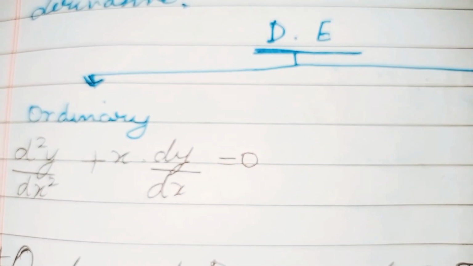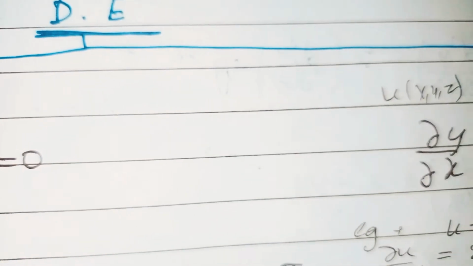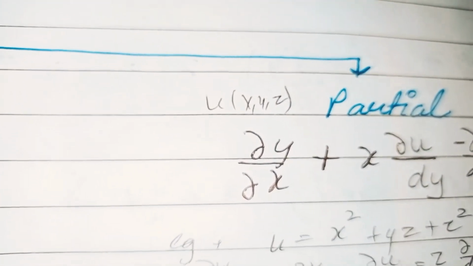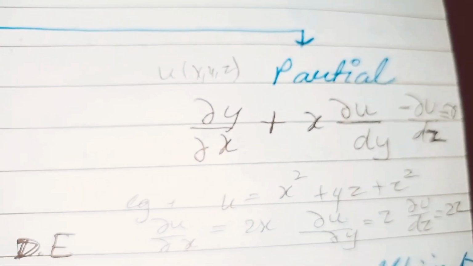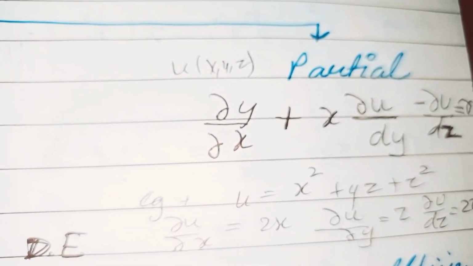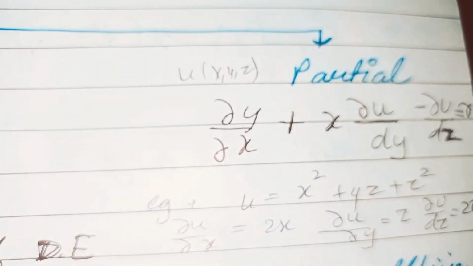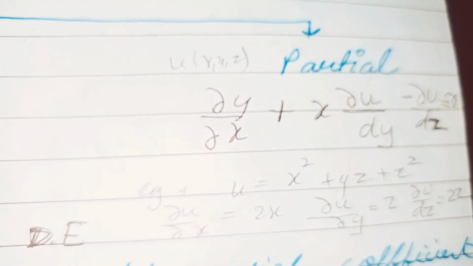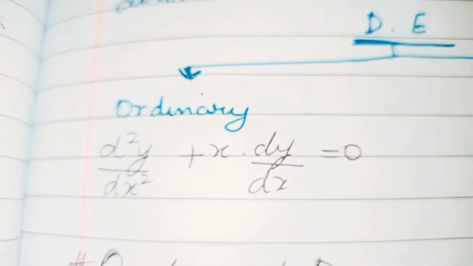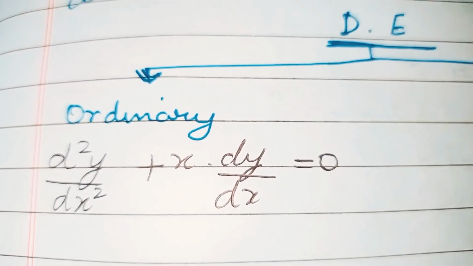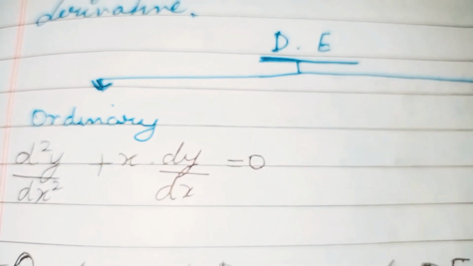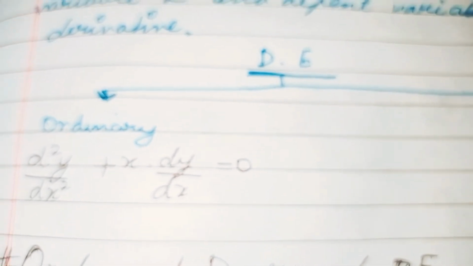Differential equation is of two types: ordinary and partial. In partial, the equation depends on more than one variable, that is x, y and z, and we can differentiate with respect to all of them, whereas in ordinary it is only differentiable with respect to x. So it is an ordinary differential equation, and in class 12 we have to read only the ordinary differential equation.